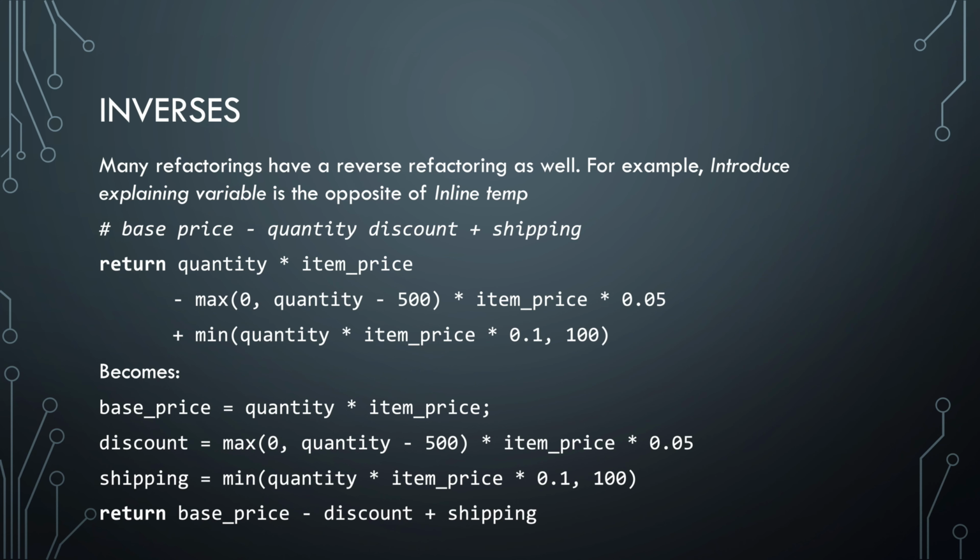Most of the refactorings in Fowler's book also have an inverse. For example, the introduce explaining variable is the opposite of inline temp. This refactoring introduces extra variables as opposed to removing them, as you can see in this example.